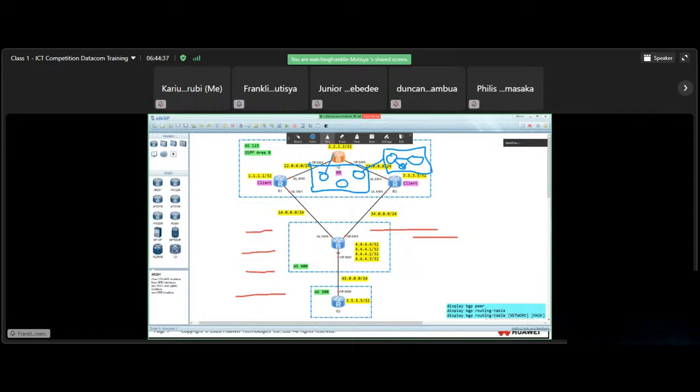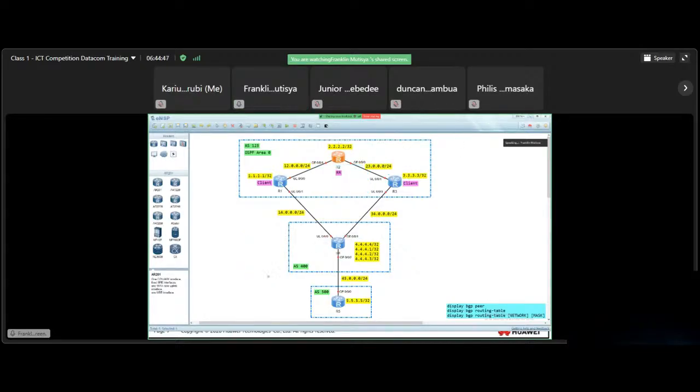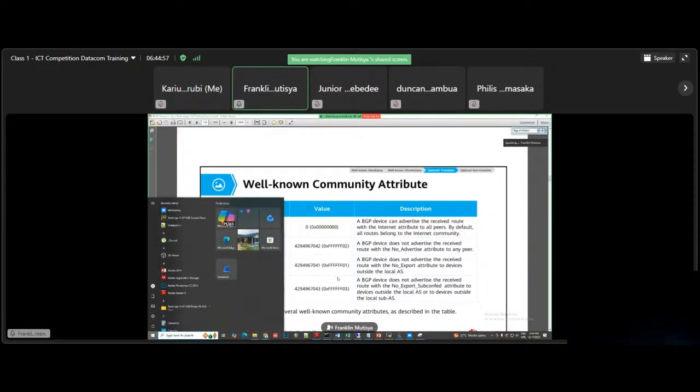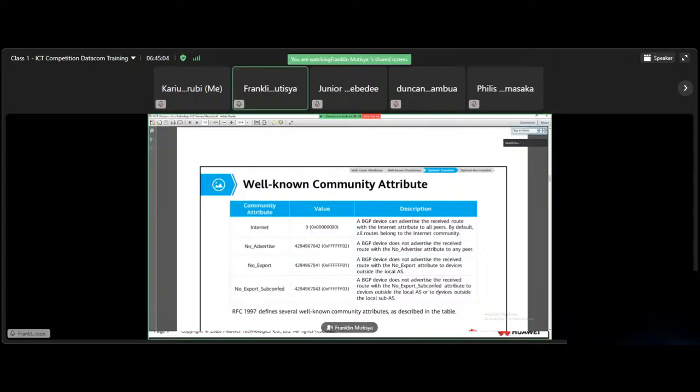So subconfederation means that you have a clustered kind of IBGP network. In this case, no export subconfederation means that once a BGP router receives it, we should not export to the subconfederation network.